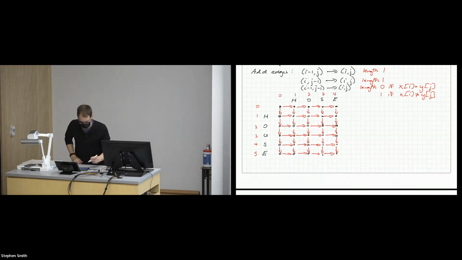Okay, 2/3 of the way there. And now we draw the diagonal edges, right? How about I just draw the diagonal edges that are free, that cost 0, in green. So they're going to be the ones where the head of the edge matches, right? So H to H, O to O, S to S, and E to E. And then all the other diagonal edges cost 1.